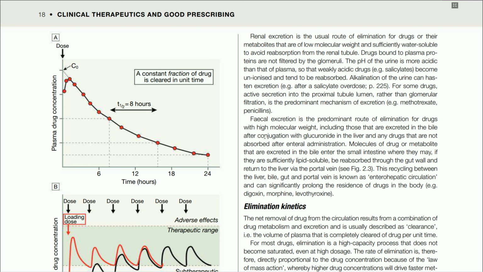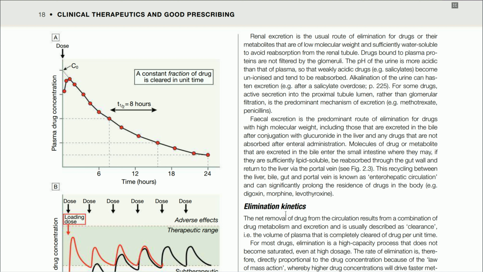Fecal excretion is the predominant route of elimination for drugs with high molecular weights, including those that are excreted in the bile after conjugation with glucuronides in the liver, and any drugs that are not absorbed after enteral administration. Molecules of drug or metabolite that are excreted in the bile enter the small intestine, where they may, if they are sufficiently lipid soluble, be reabsorbed through the gut wall and return to the liver via the portal vein. See figure 2.3. This recycling between the liver, bile, gut, and portal vein is known as enterohepatic circulation and can significantly prolong the residence of drugs in the body. Example: digoxin, morphine, levothyroxine.